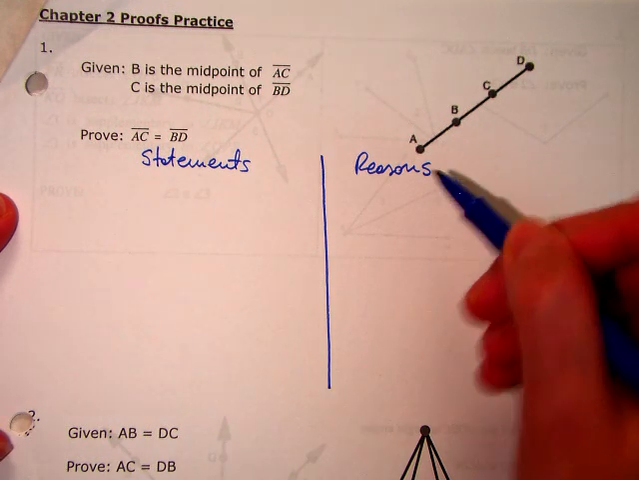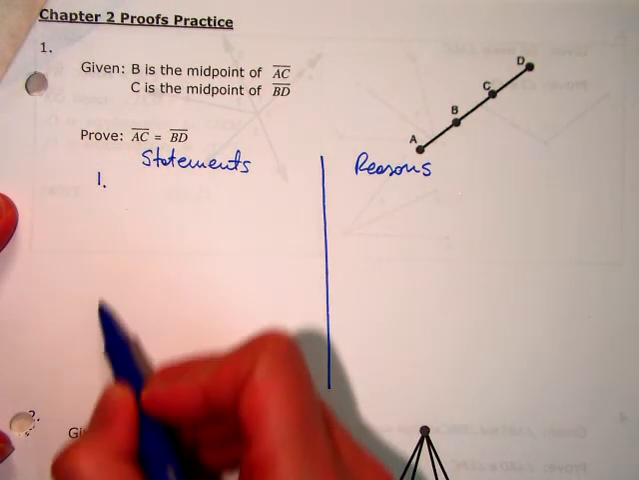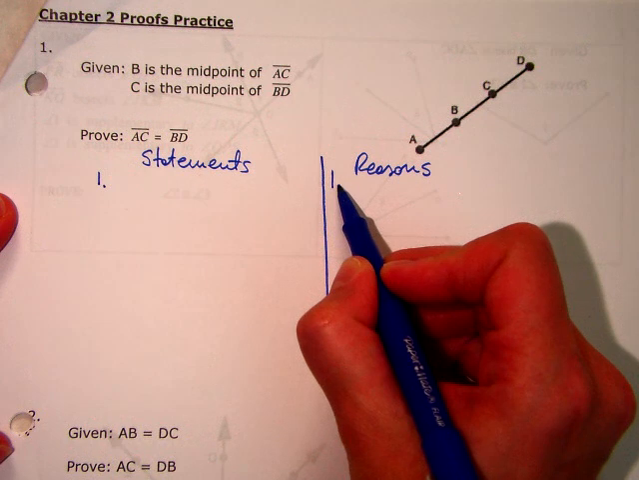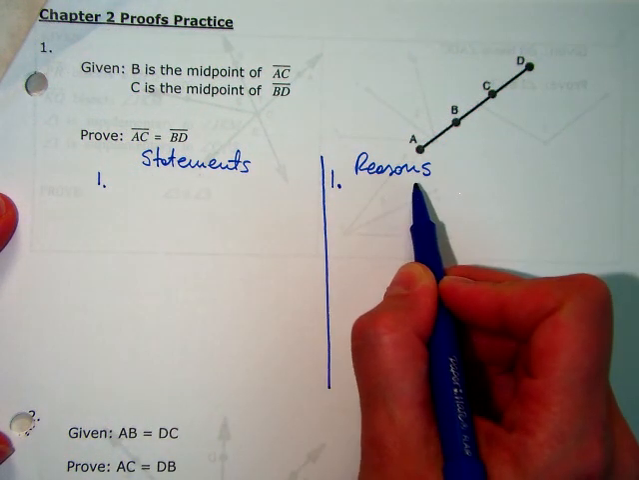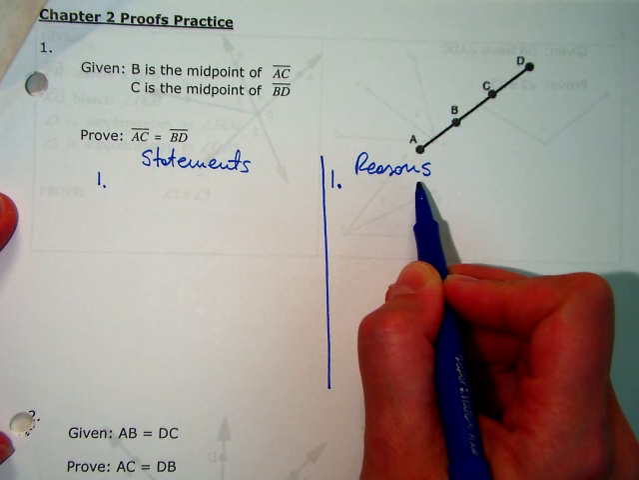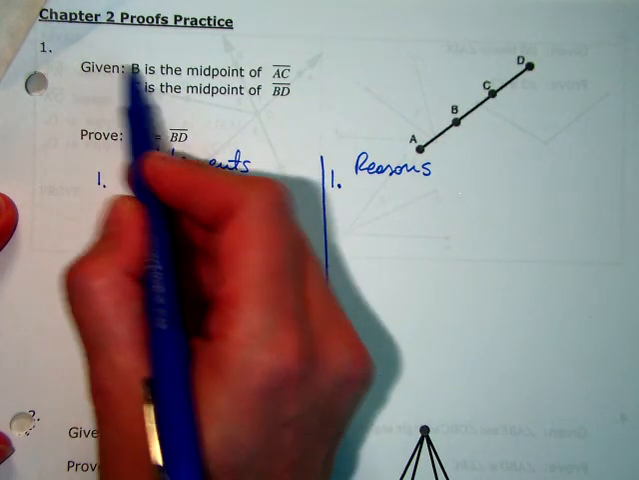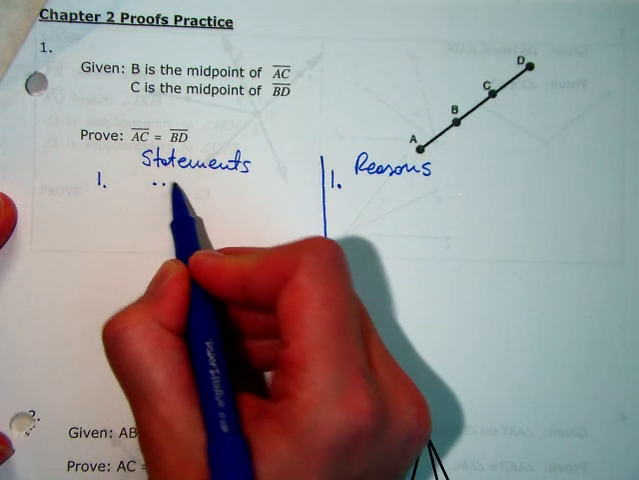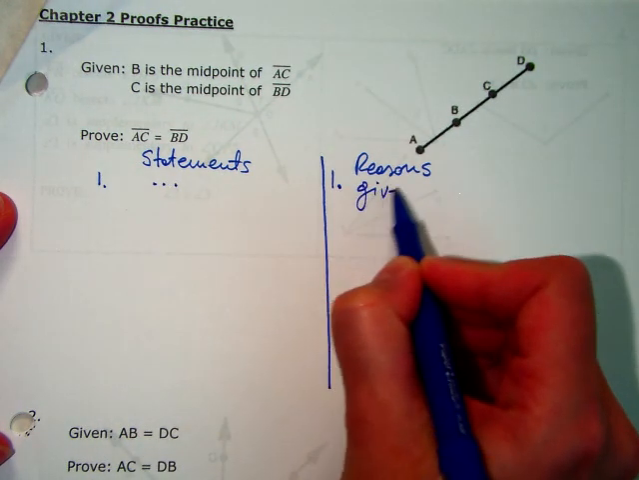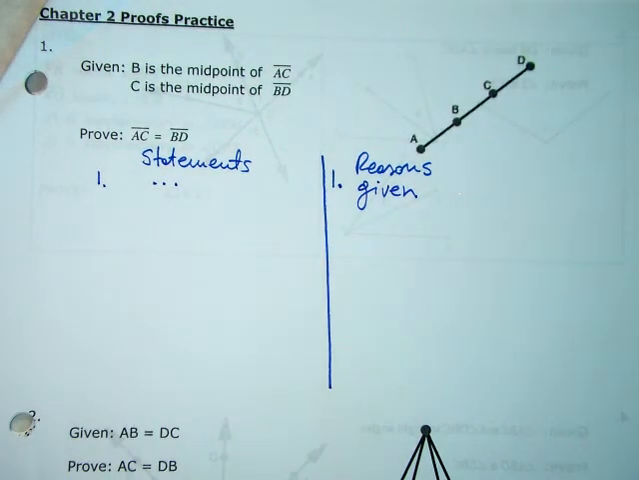What I want you to do is number your statements and number your reasons. All right, the one on the left corresponds to the one on the right. The first step is always to list the given. The given information is right here. So instead of rewriting it, we're just going to put given, and we're just going to assume that we know this information.